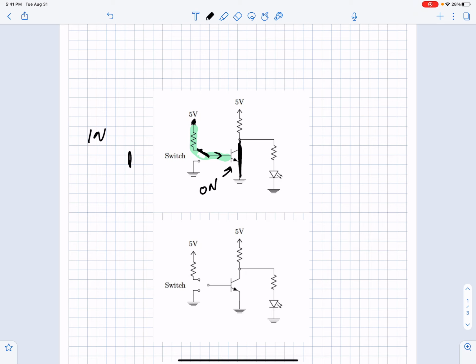Now let's think about what that means. If this is switched closed, this is at 0 volts. Remember in circuits when we talked about potential difference. So here is the reference.